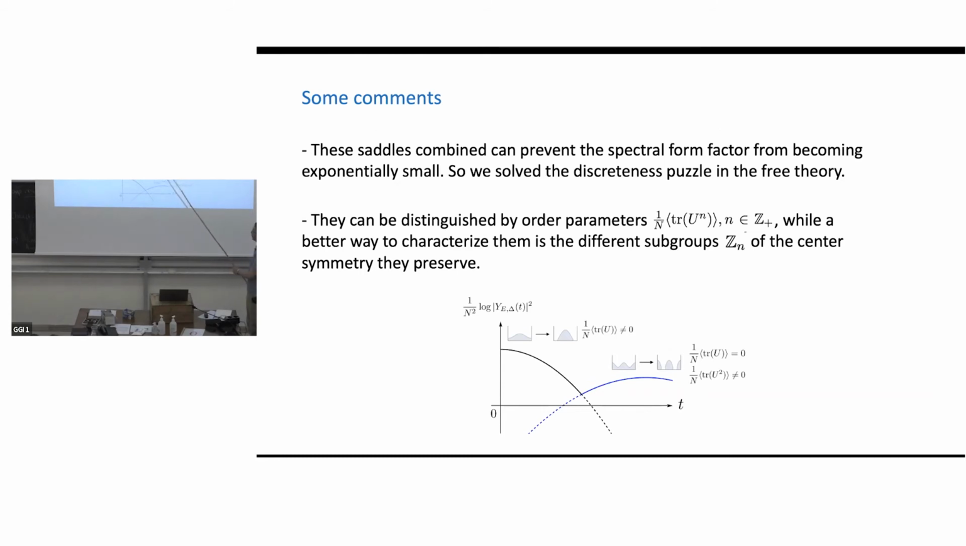There's another point that I want to comment on: these saddle points are already very distinct, in the sense that they can be distinguished by the order parameters that I mentioned earlier. Not just the expectation value of the Polyakov loop, but also the expectation value of trace U to the n in general. A better way to say this is to characterize them by the fact that they preserve different subgroups Z_n of the center symmetry in the gauge theory. For example, the initial decay will be a saddle point that breaks the Z_N symmetry entirely, while this late time saddle point would preserve a Z_2 subgroup of the Z_N symmetry.